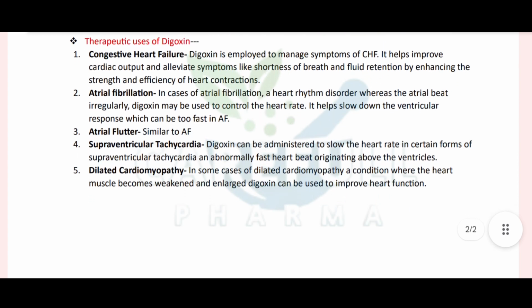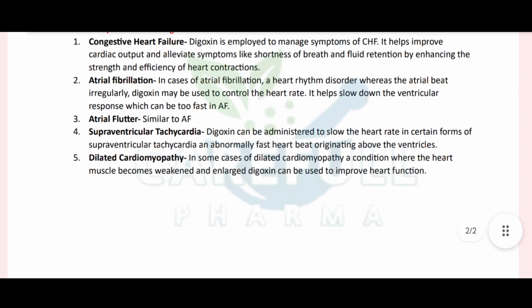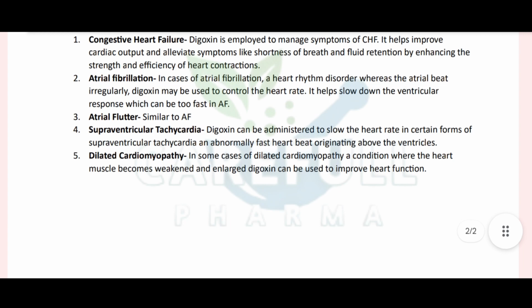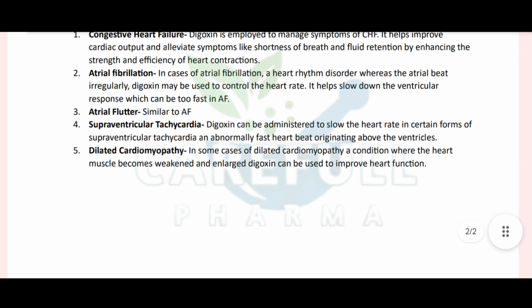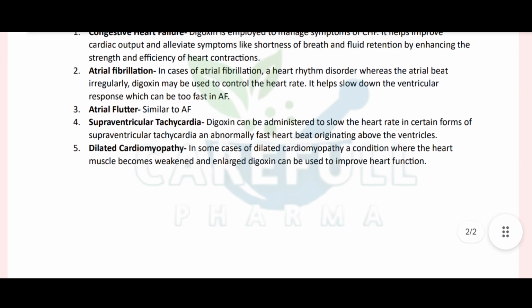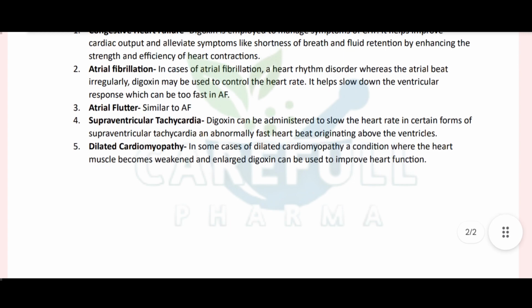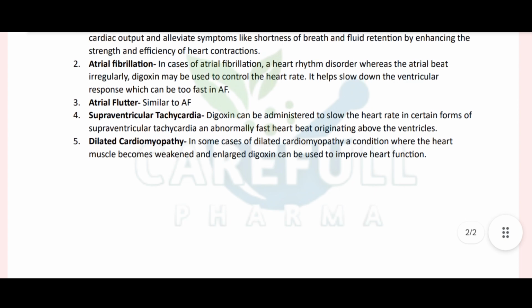Therapeutic uses of digoxin. 1. Congestive heart failure. Digoxin is employed to manage symptoms of CHF. It helps improve cardiac output and alleviate symptoms like shortness of breath and fluid retention by enhancing the strength and efficiency of heart contractions.